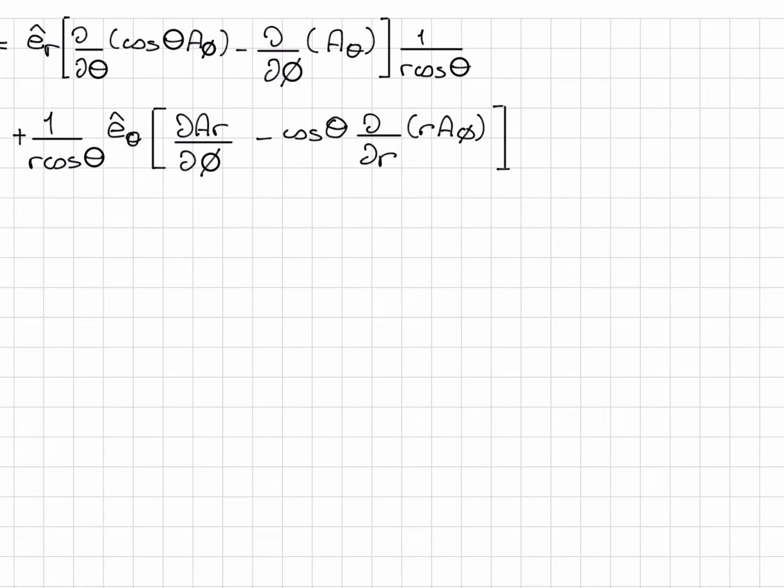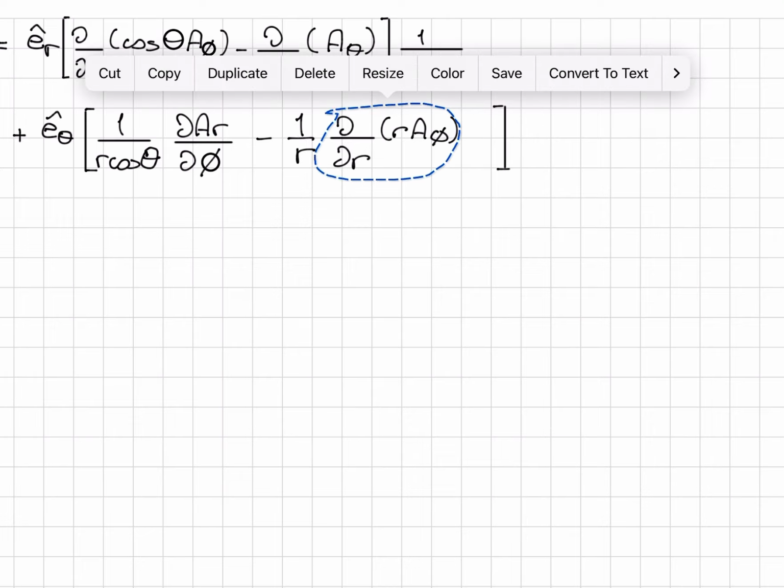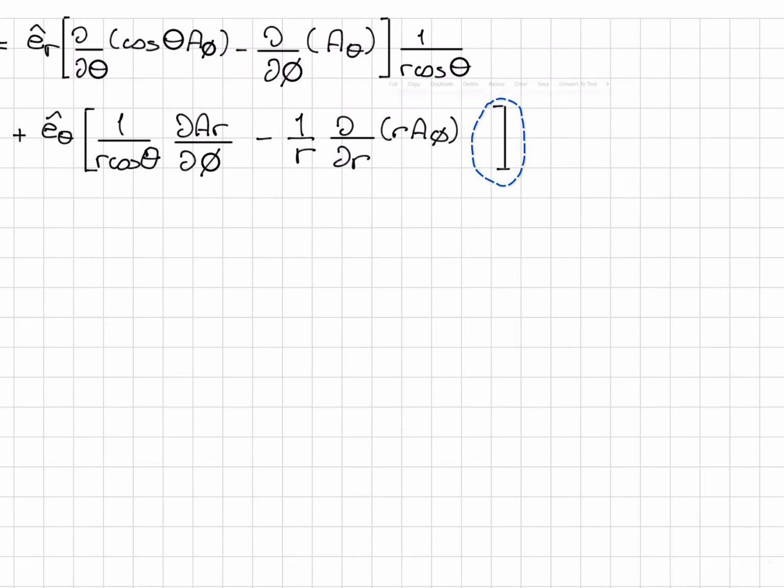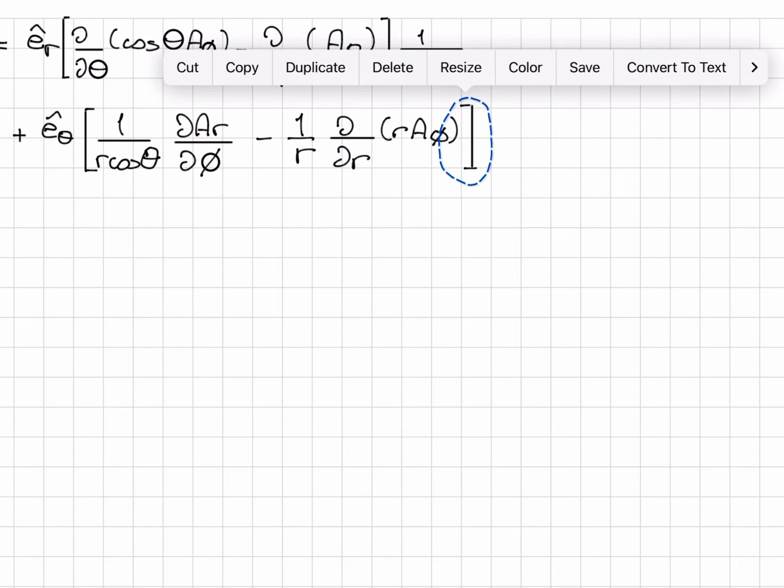So then I realized that I could write it this way. So this first term has 1 over r cosine theta. So it's e theta hat 1 over r cosine theta del AR del phi. But because I already have a cosine theta here, this is going to be 1 over r del del r of r a phi. This is the e theta hat term.